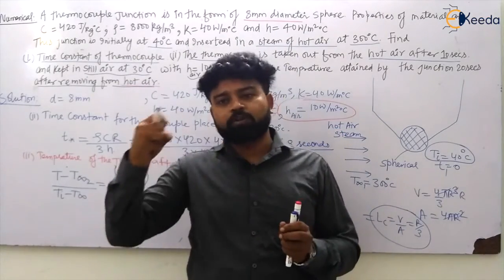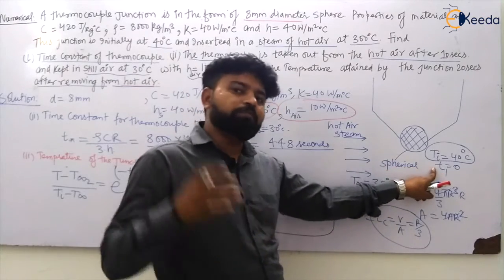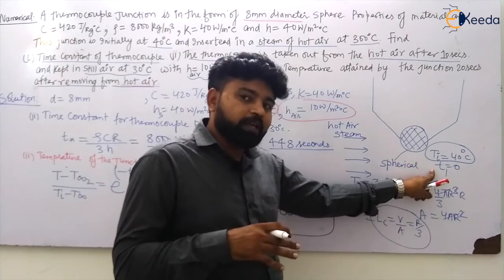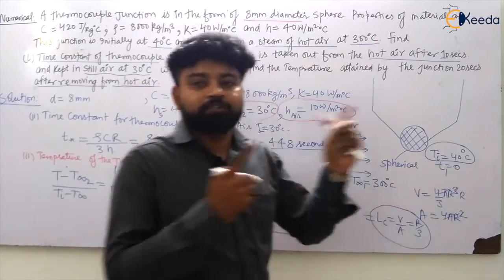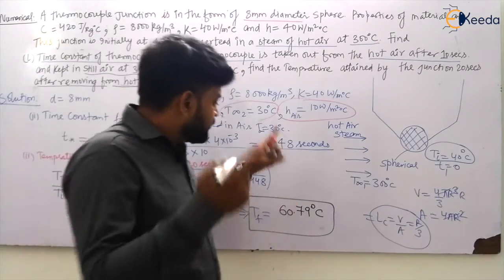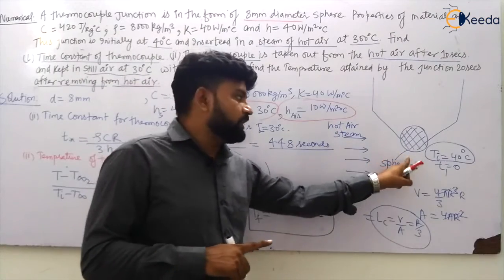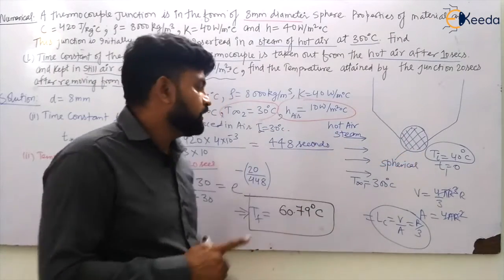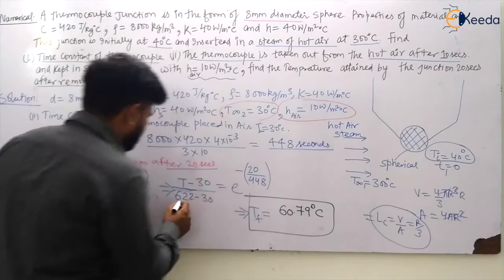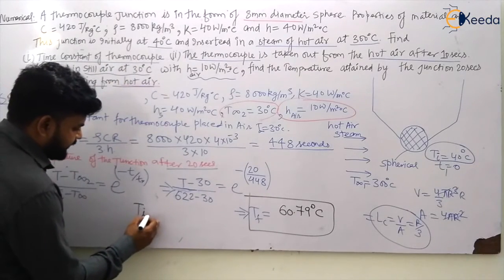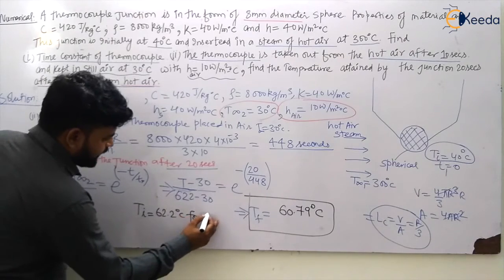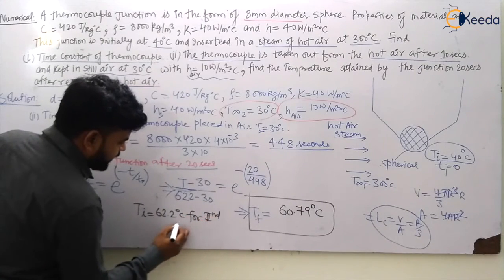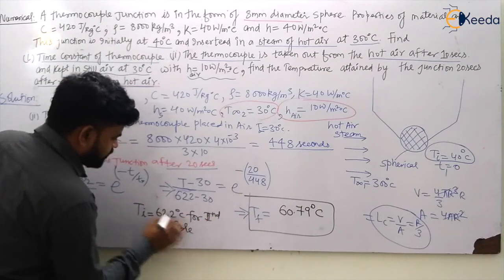So the concept was that the initial temperature of the thermocouple junction changes when you take it out from the hot air, because initially it was at 40, then you put it in the hot air for some time. How much time? 10 seconds you have put it there. So the temperature changed to 62.2 degrees Celsius. Then for the second case, this will be the Ti, 62.2 degrees Celsius, for the second case of still air.